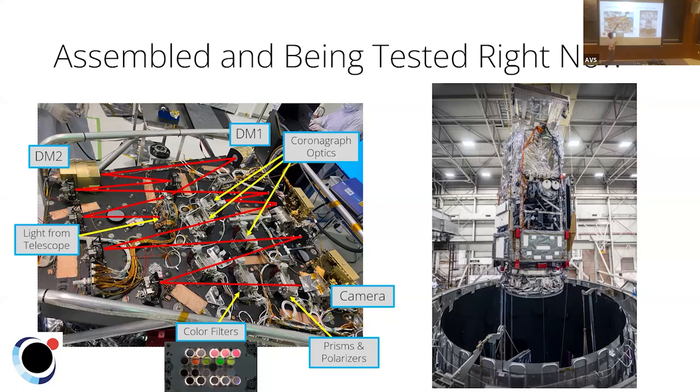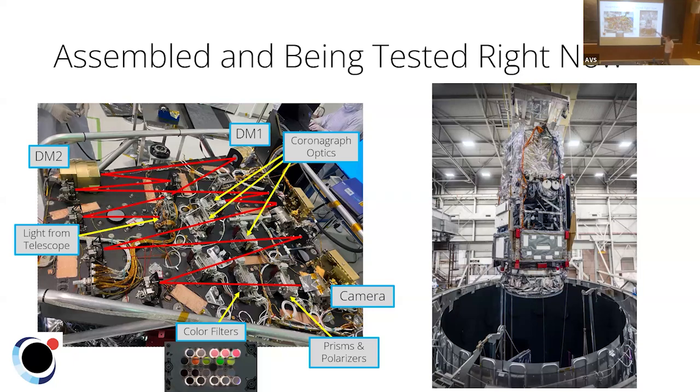The chronograph optics are here. And one of my favorite things is the color filters. The Roman chronograph is a visible light instrument, so all of our filters are in the visible. There's actually a pink filter and a green filter and an orange filter. These aren't false color. These are just the images of the filters, which I think is pretty fun.